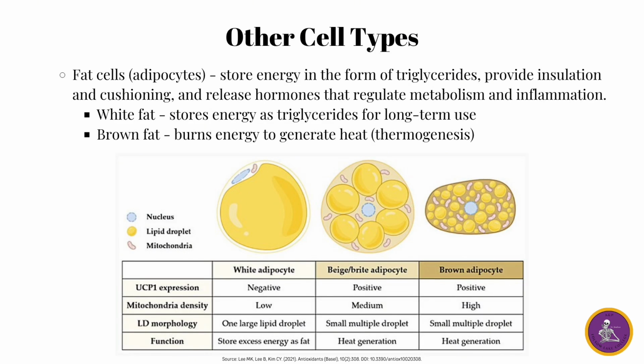Adipocytes are specialized connective tissue cells that store energy as fat. White fat cells are like energy storage units. They hold large droplets of triglycerides, cushion organs, and help insulate the body.